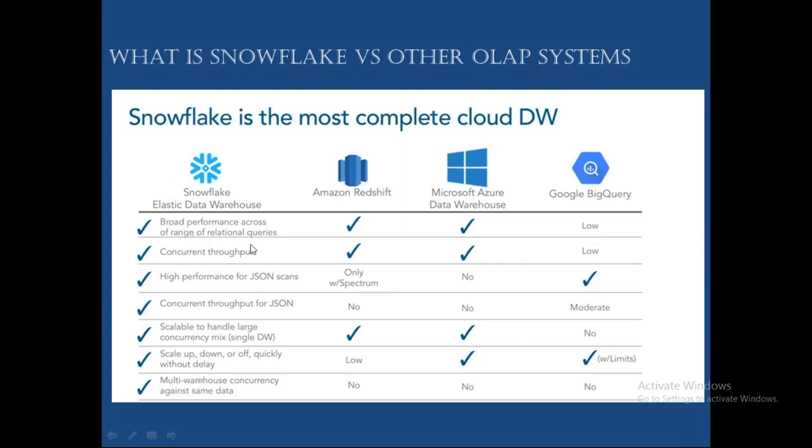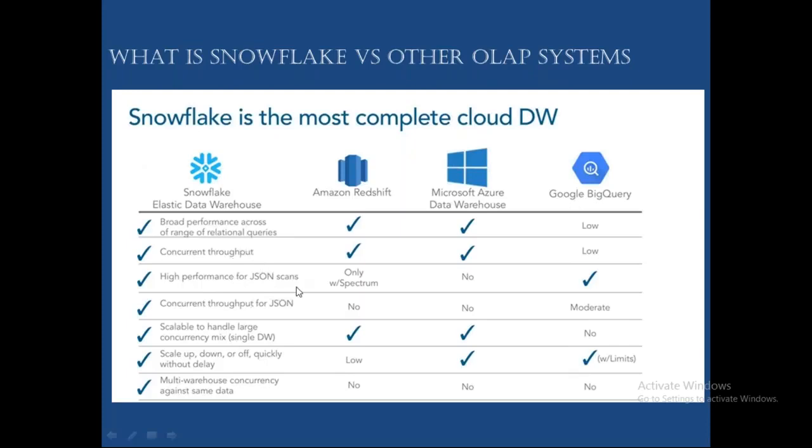What is that? First, broad performance across a range of relational queries. So you are able to fire multiple SQL queries, relational queries, at a time on multiple databases. Next, concurrent throughput. Throughput means high performance. Throughput means how much speed you are able to pull data, or you can say how quickly you are loading data into Snowflake and how quickly you are reading data from Snowflake. That is the throughput. Let's say it's 50 MB per second, something like that. That is called throughput.